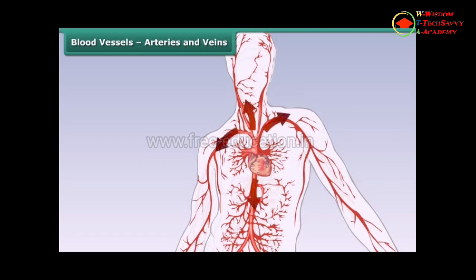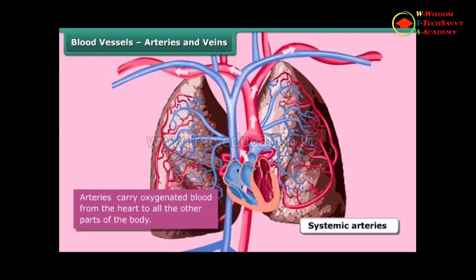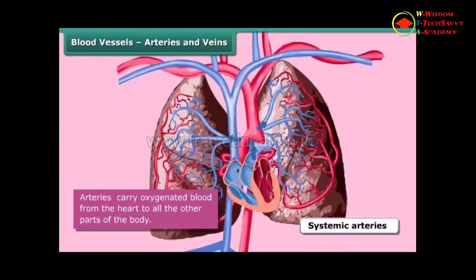They carry oxygenated blood from the heart to all the other parts of the body. Arteries are of two types: systemic arteries. They carry oxygenated blood from the heart to the other parts of the body. Pulmonary arteries. They carry deoxygenated blood from the heart to the lungs.